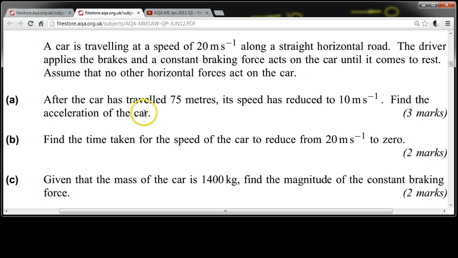Find the acceleration of the car. Find the time taken for the speed of the car to reduce from 20 meters per second to 0. Part C. Given that the mass of the car is 1400 kilograms, find the magnitude of the constant braking force.